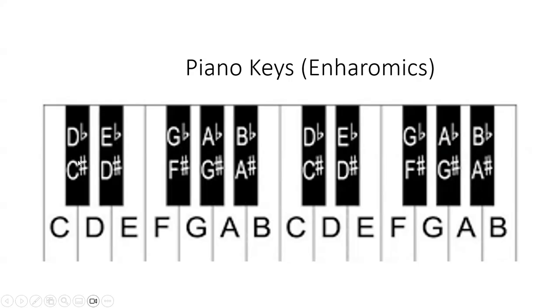The black notes are your sharps and flats. When you step up from a note, it becomes a sharp. When you step down from a note, it becomes a flat. So this note has 2 names, a C sharp or a D flat. Okay, and the word for that is enharmonics. So the enharmonic of C sharp would be D flat.